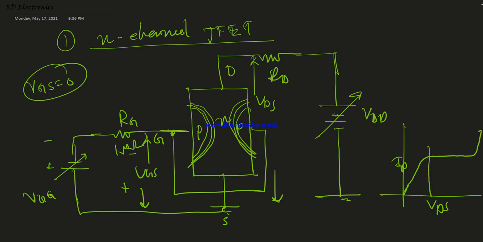So before this is called the linear region, this is known as the saturation region, and this is known as the breakdown region. Why does this graph look like this? Because after a certain value of VDS, the uppermost channel, the topmost... and there are two parts. One is the bottom part, and another is the topmost part.